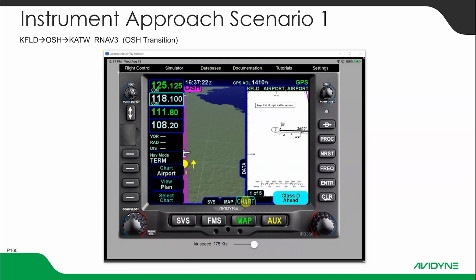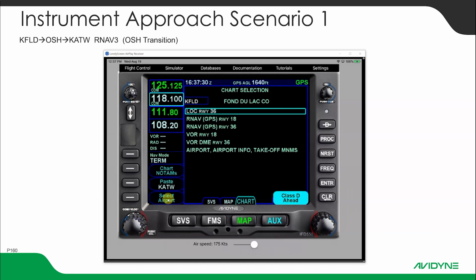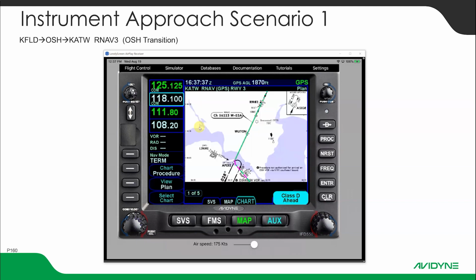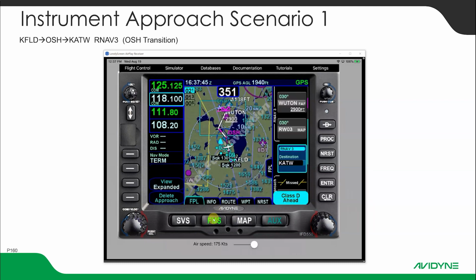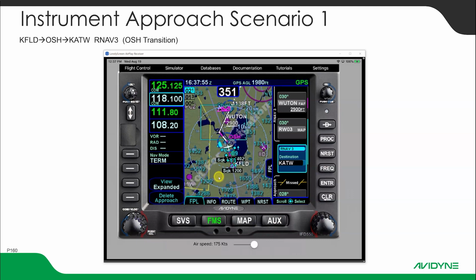I go to chart. So it's at Fond du Lac because that's where I departed from, but if I select chart, I can paste the destination airport, Appleton. It knows that, and we want the RNAV3, so I'll just double click that, and now it shows my approach chart. We can go back to the FMS, and we're flying inbound. You can see the extents of the chart when we fly onto the chart. You can see the boundaries here. I'm going to slow this down for a minute.